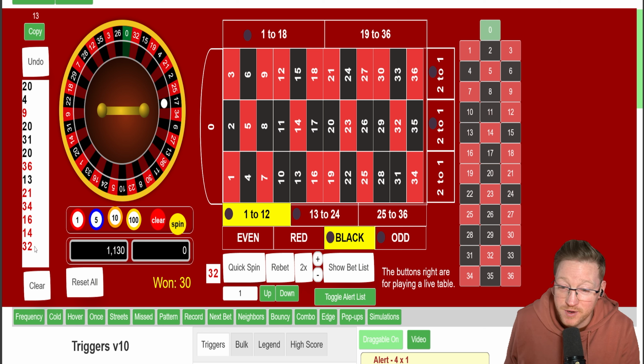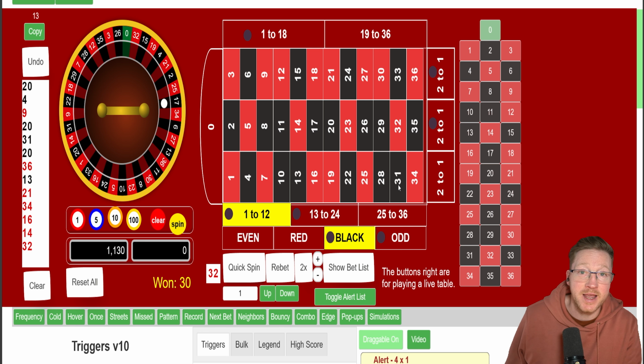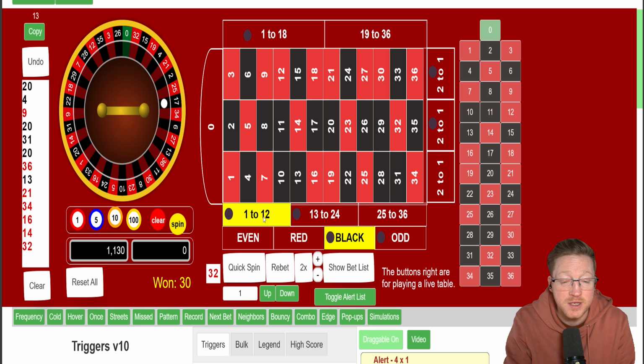So I don't like doing this one. It's actually easier on a live table. But I prefer just sticking to one because you can get a bit confused of where you're at. So we got a 32 win, which was here. So them 2 won. That's fine. Now you can see our yellows are back in play. So what that means now is it's lost 10 times in a row on this.